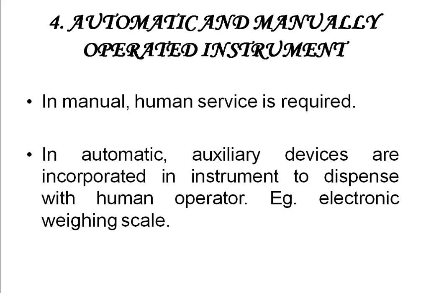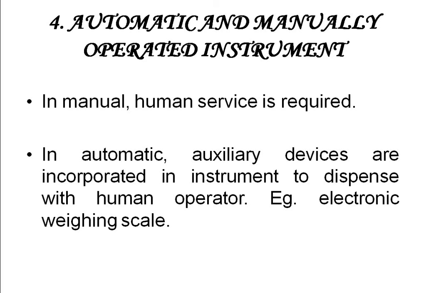The next type is automatic and manually operated instrument. The word itself indicates that automatic one. So straight away when you are going to switch on the machine, the measurement is going to be carried out and the instrument will do the readings. Whereas in the manually operated one, it always needs a human service behind it. So in manual, human service is required.